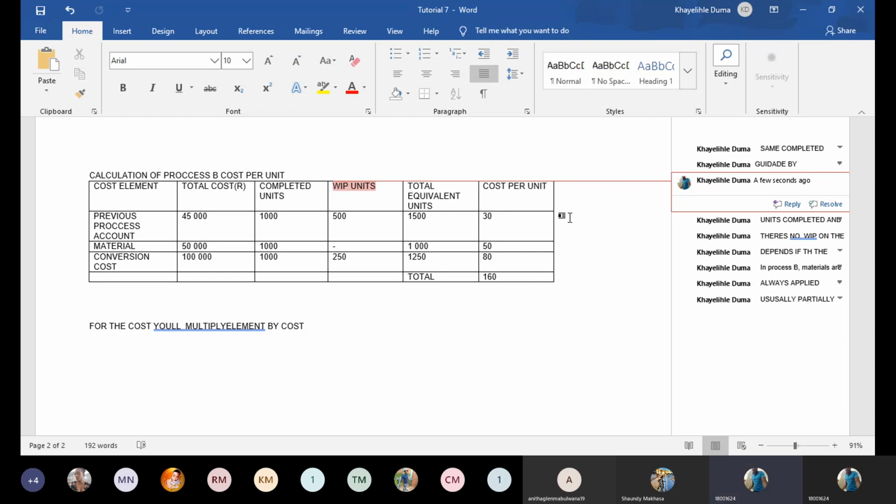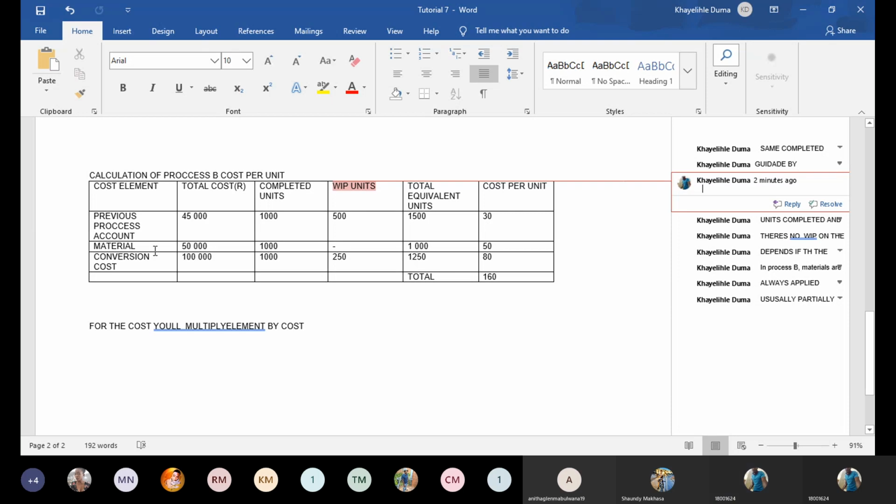Yes, it's not the last process, so we are going to have those units there. But in this case, if they say prepare the process account, and you check the information, this process account is the last process account. For the material that is applied at the end, on the work in process units, put a dash there. Then total equivalent is the completed plus the work in process units. Then the cost per unit is the total cost divided by the total equivalent units.